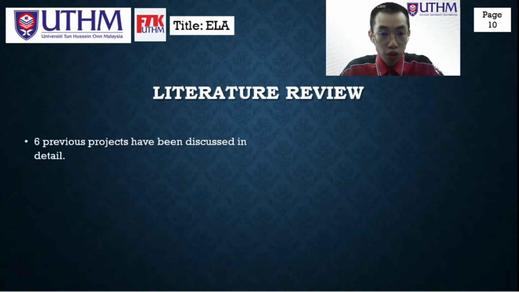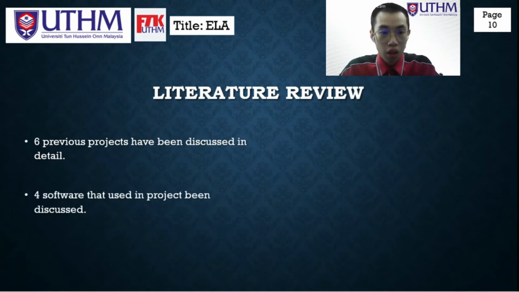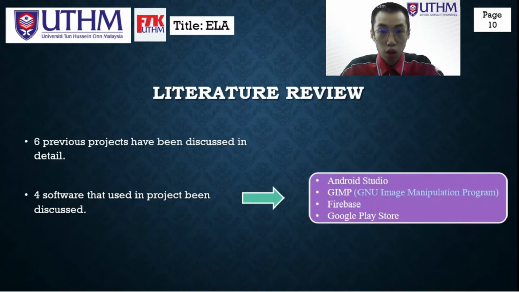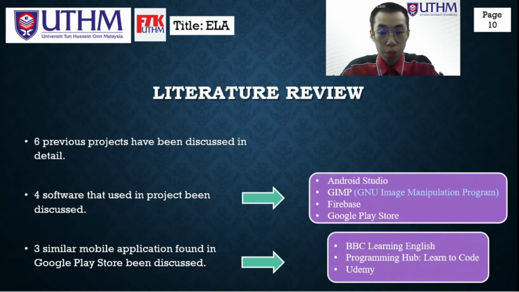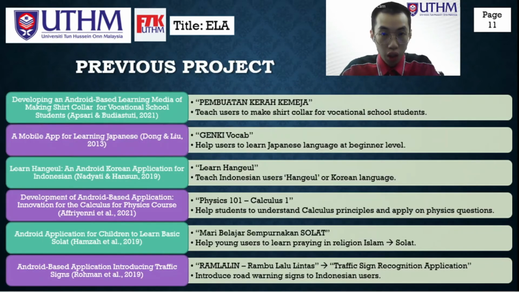Next, for the literature review, 6 previous projects have been discussed in detail. Then 4 software used in the projects are discussed, which are Android Studio, GIMP or GNU Image Manipulation Program, Firebase, and Google Play Store. 3 similar mobile applications found in Google Play Store have been discussed, which are BBC Learning English, Programming Hub Learn to Code, and Udemy. The previous projects have their details listed in the presentation slide.